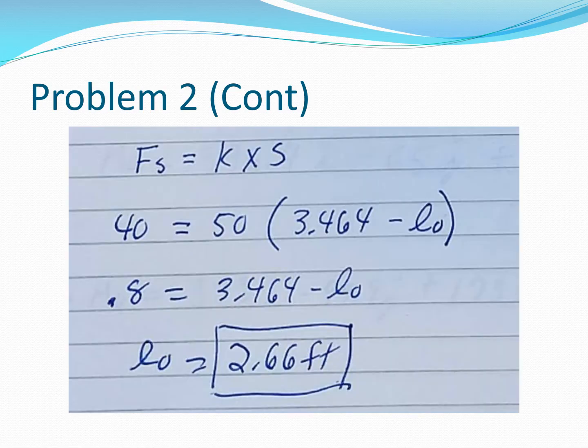We use that information to go back to the formula we had: the force of the spring equals K times S. K was given to us in the problem. S is the stretched length, so it's the length after it's stretched minus its original length. That's how long it is stretched. So with that information, we can plug in all our knowns and solve for our unstretched length, which is 2.66 feet in this case.